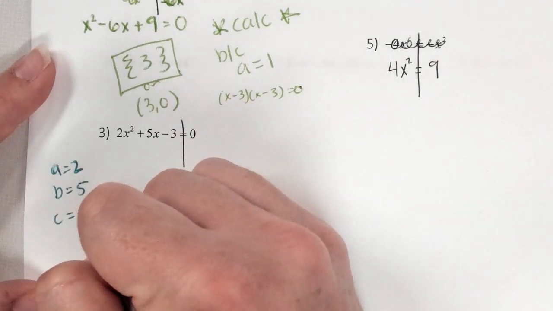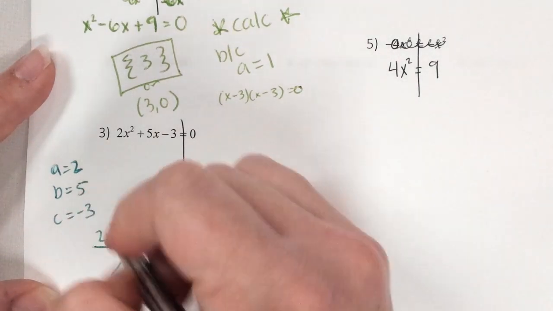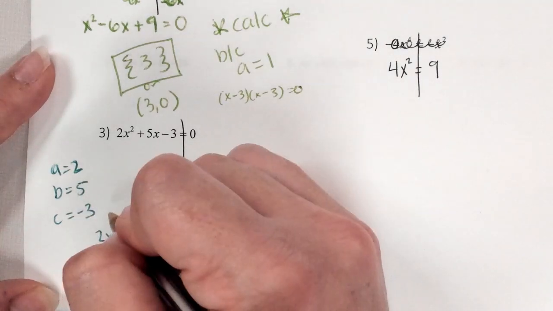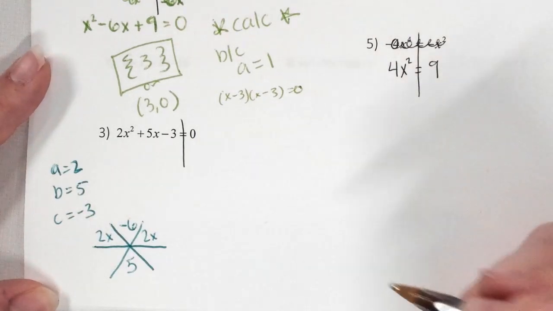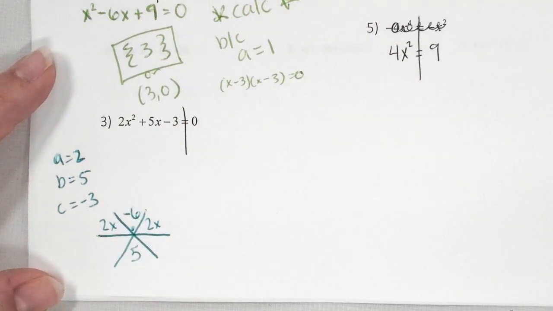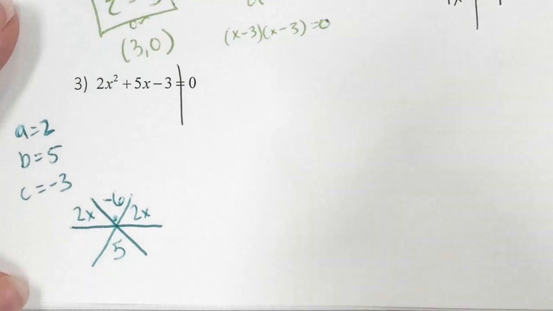A is 2, so we have 2x, B is 5, so that goes on the bottom. A times C goes on top, so 2 times -3 is -6. Now, what multiplies to give me -6 but adds to give me 5?